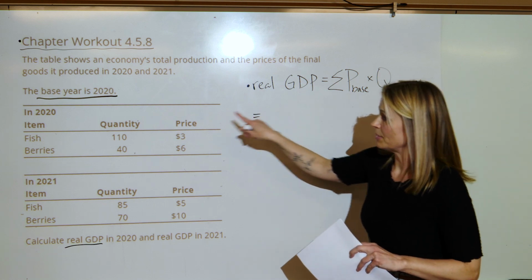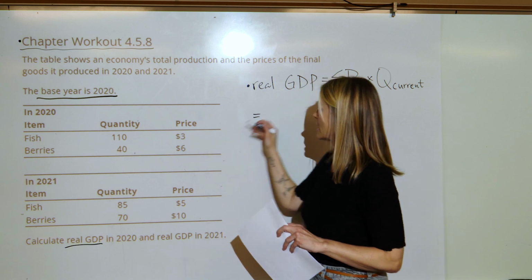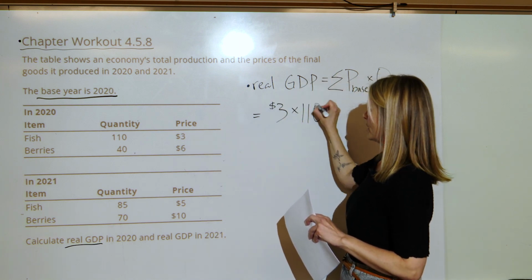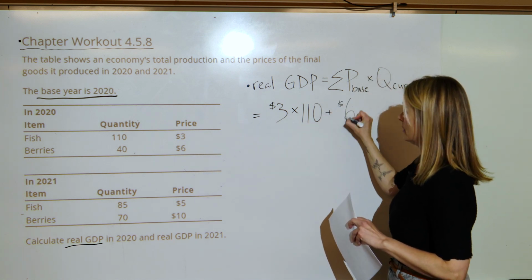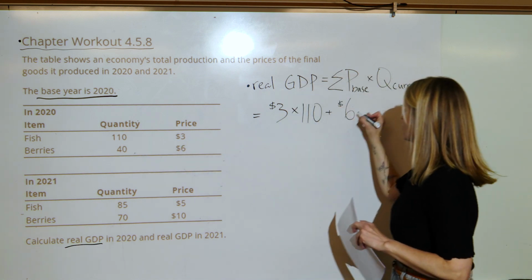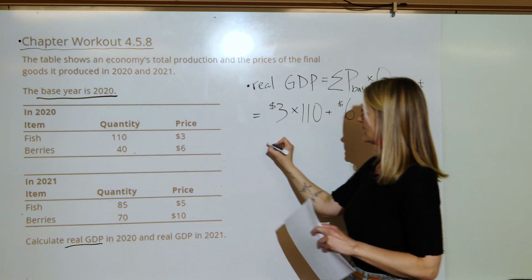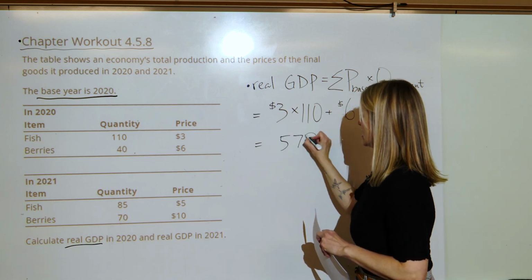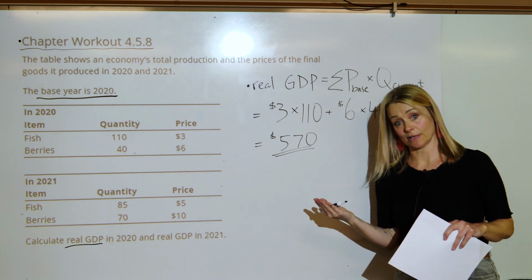So real GDP for our first example, 2020, is going to be the price, $3, times how many of those, 110. And then we also have a $6 item times how many of those, 40. When we do all of that and add it together, we get $570 is the real GDP in 2020.